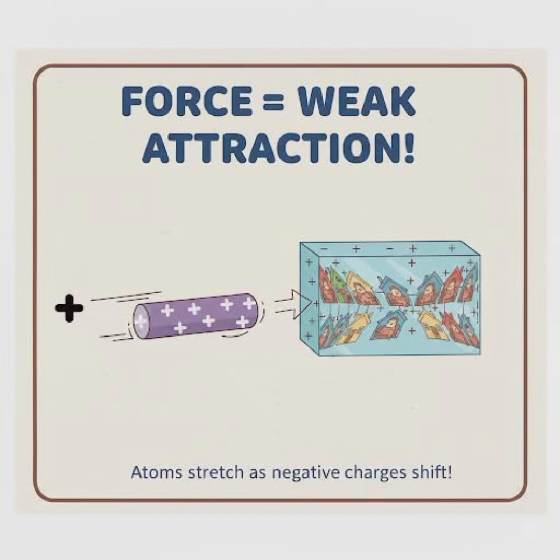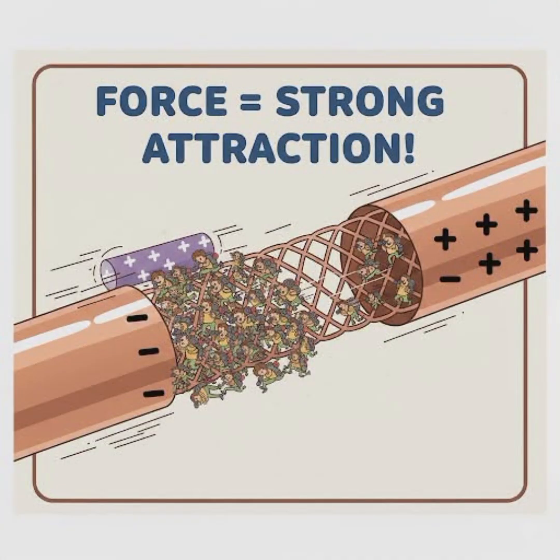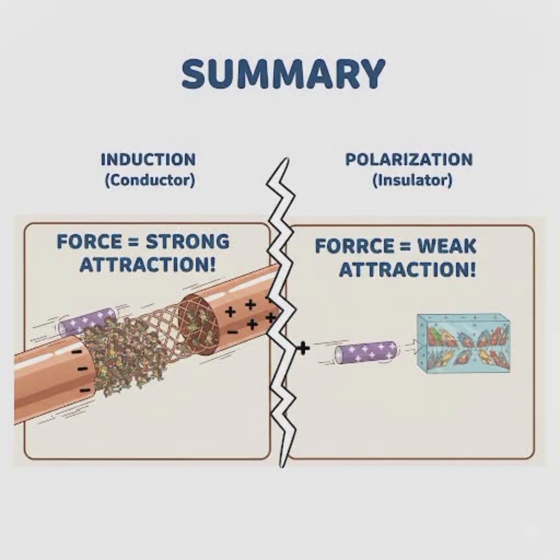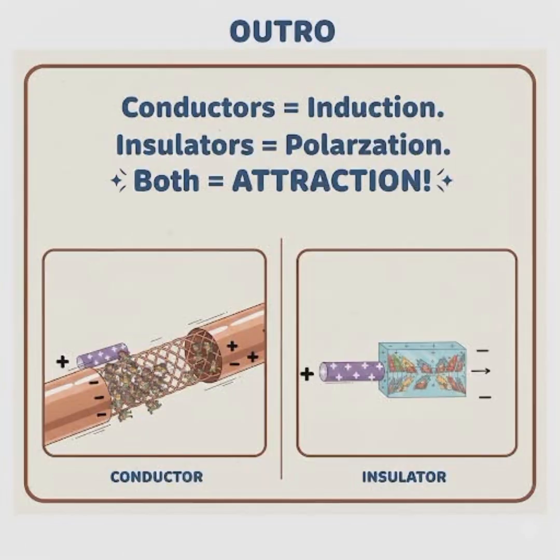A negatively charged balloon is brought near a wooden cabinet. Wood is an insulator, so what happens? Polarization. And that means attraction. Now you know the secret life of electrons, whether they're free-roaming travelers or homebody shifters. Use this knowledge to predict electric forces everywhere around you.